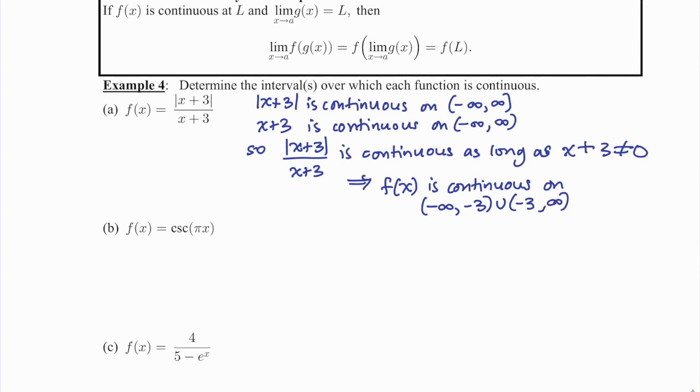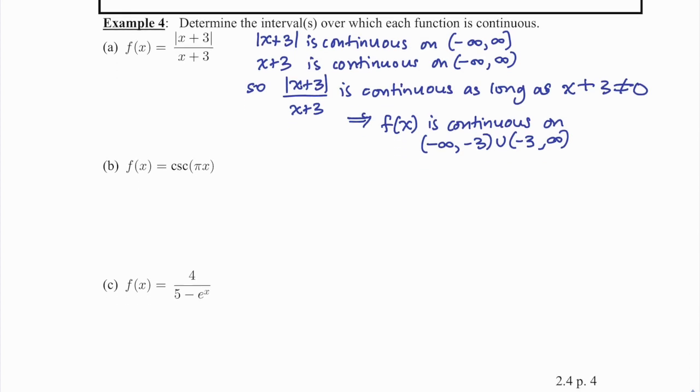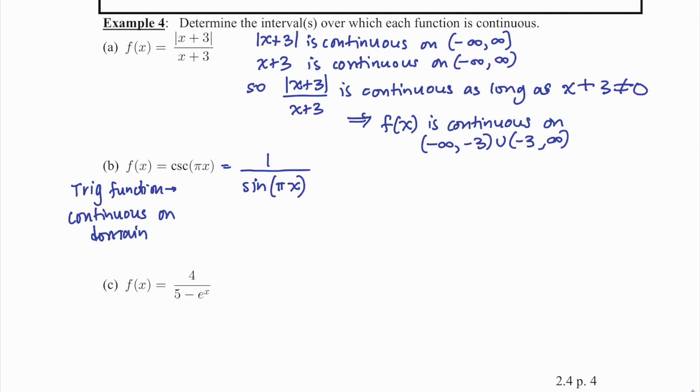Those two intervals. All right, so the next one, f of x equals cosecant of pi x. This is a trig function, so it's continuous on its domain. So we need to just determine the domain. I'm going to rewrite it in terms of sine because for me that's more familiar. So we can see, okay, this is continuous as long as sine of pi x is not equal to 0.